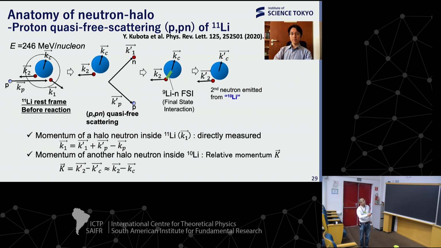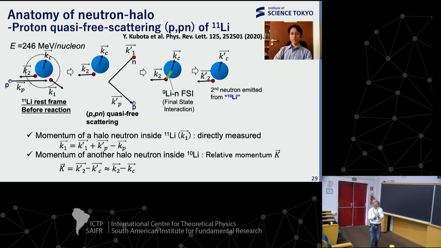So what we do is explained here. If we use inverse kinematics, like a lithium-11 beam plus proton target, it's a bit difficult to explain. So I just use normal kinematics, namely lithium-11 is at the rest frame. Okay, so this is lithium-11, lithium-9, two neutrons, like this. And the proton is hitting one of the neutrons here.